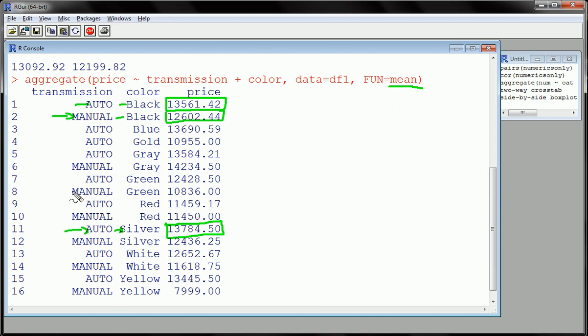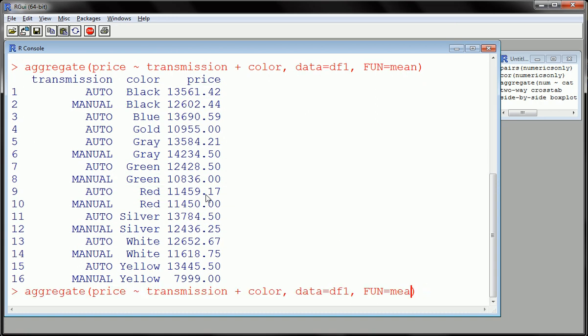I can go manual blue. Do we have any manual blues? If there isn't any, you won't see. We don't even have blue cars. Manual green. So I come here, manual green. Boom. 10,836.